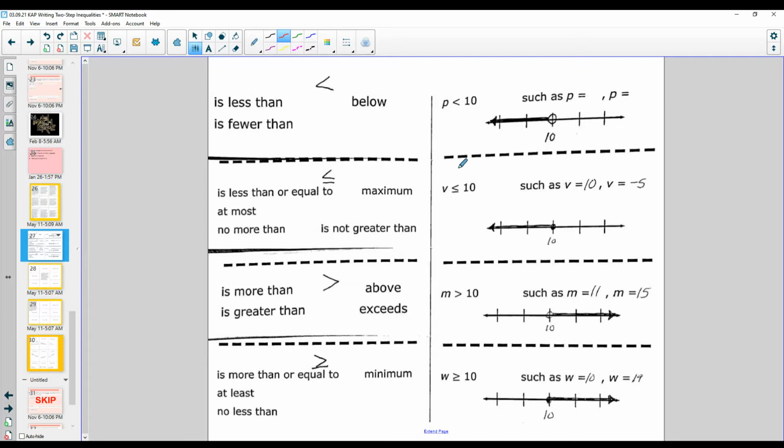Today's lesson is overriding and matching two-step inequalities. Before we do that, let's look at our reference chart right here. You have to know these key words to help you.